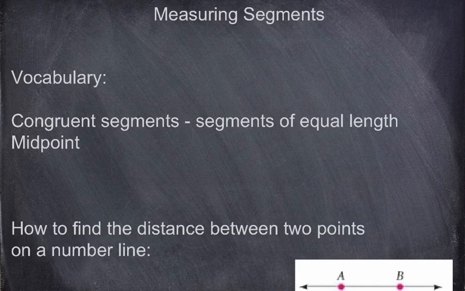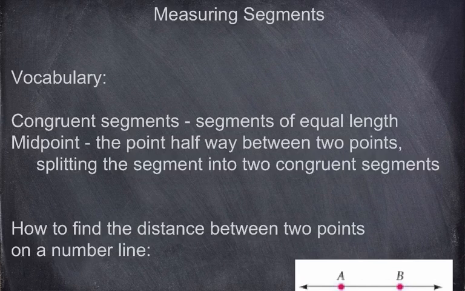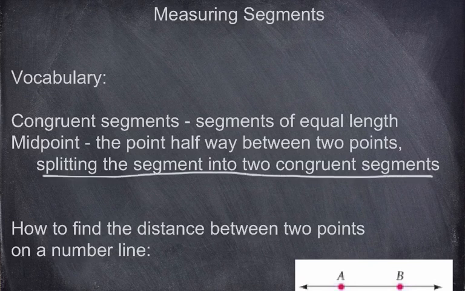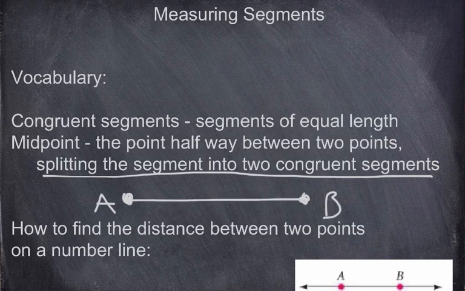Well, what is a midpoint? A midpoint is the point halfway between 2 points, splitting the segment into two congruent segments. So that's the main thing here, that it splits the segment into two congruent segments. So if we had one point here, we'll call that A, and we had another point here, and we have segment AB, if C was the midpoint, it'd be directly in between.